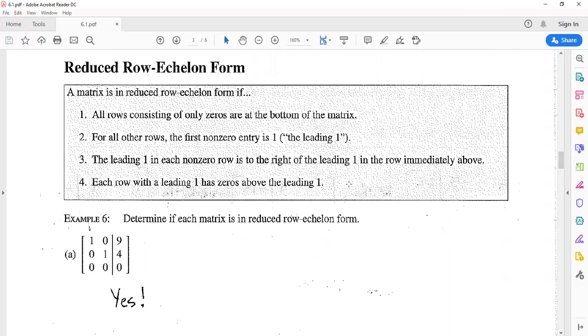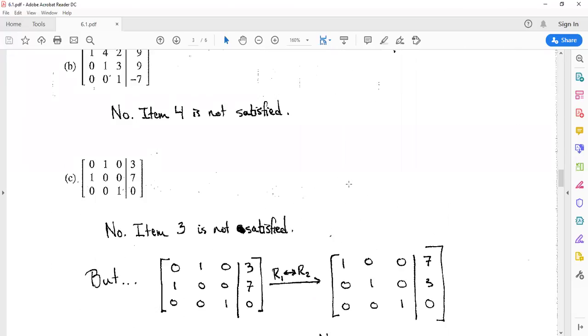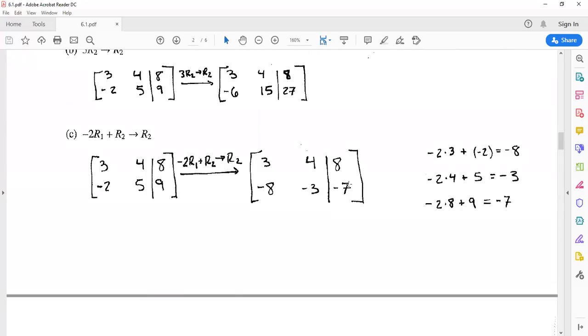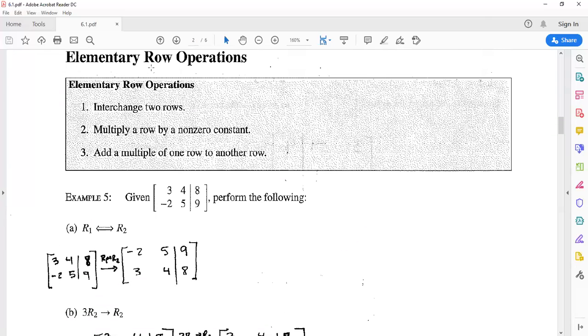And so there's 2 things that we kind of haven't said yet. One is that we can use these elementary row operations to take a matrix that is not in reduced row echelon form and make it into a matrix that is in reduced row echelon form. And the second thing that's probably more important here is that all of these elementary row operations will preserve the system of equations that we have.